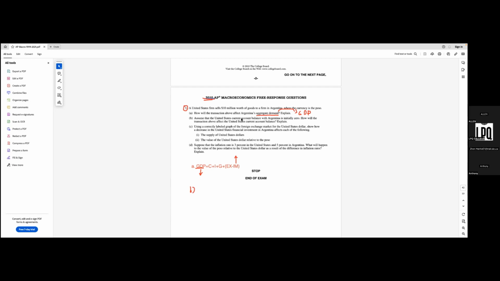Question B: assume the United States current account balance with Argentina is initially zero. How will the transaction affect the US current account? The current account equals exporting minus importing. From Americans' perspective, the transaction increases exporting, so the current account will move from zero to surplus. The current account balance increases.